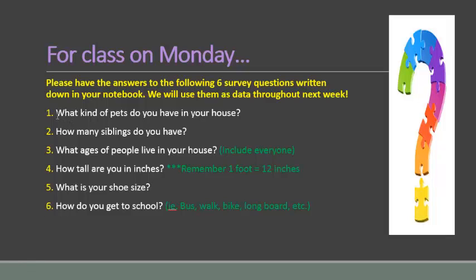The first question is, what kind of pets do you have in your house? Fish, dogs, cats are examples of those categories. Secondly, we have the question, how many siblings do you have? You answered this in class the other day and should be pretty easy to get.